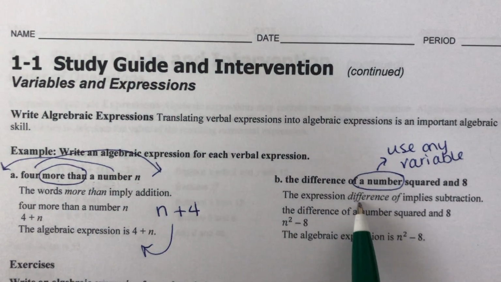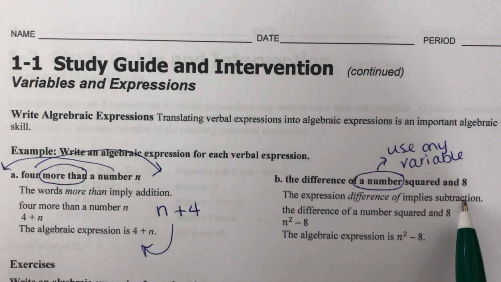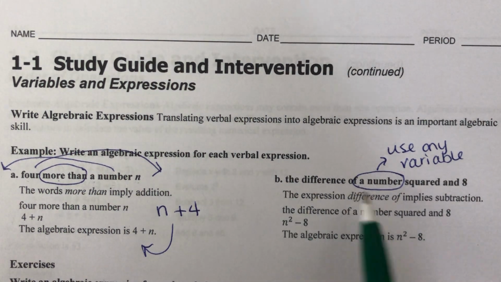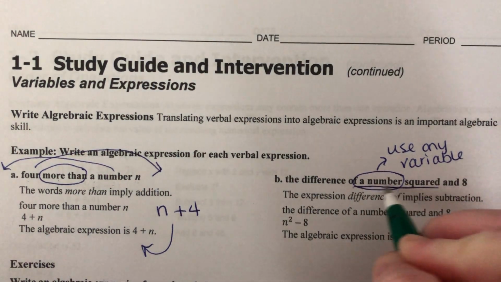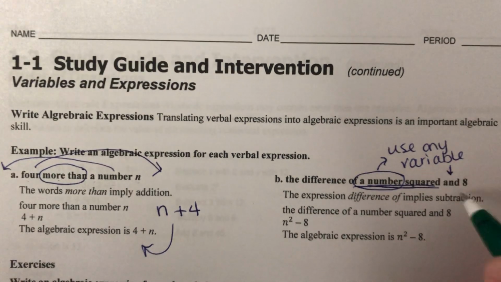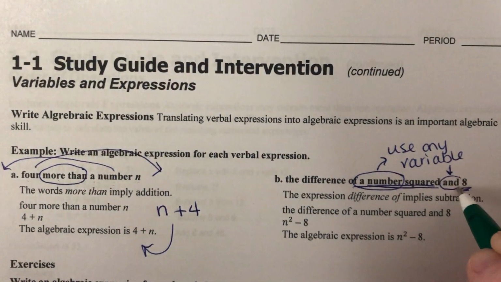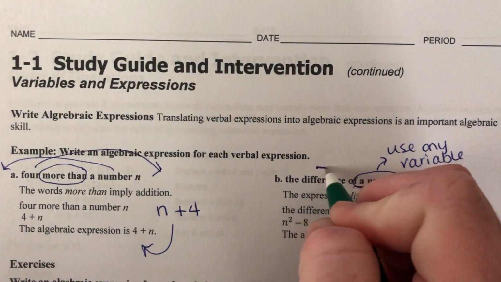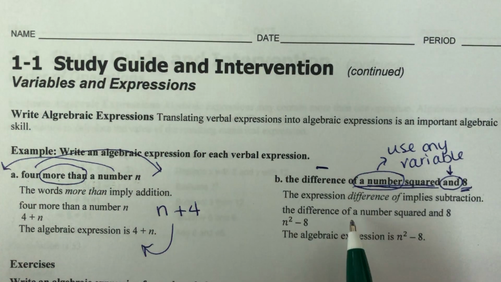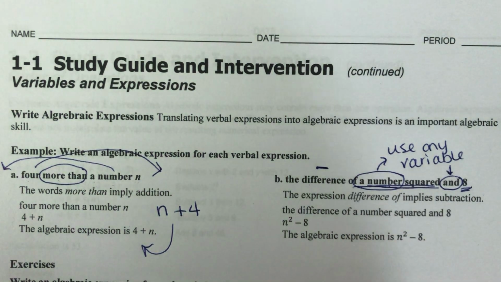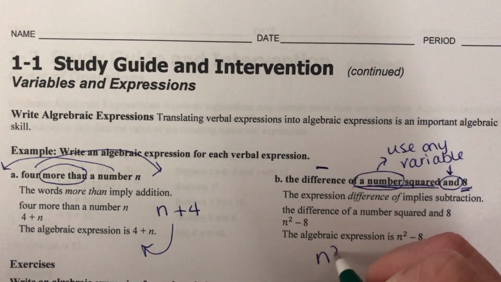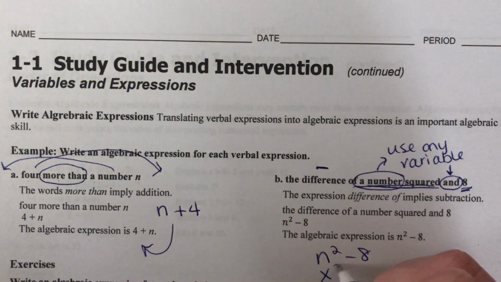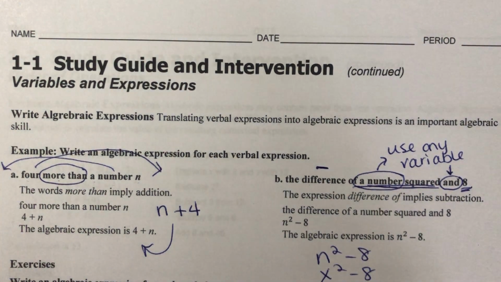So the expression difference implies subtraction. The difference of the first thing and the second thing. Whenever you see this "and," you have to go in that order, right? Something and something. And what are we doing? We're subtracting it. So the difference of a number squared and 8. They said n squared minus 8. You could have said x squared minus 8. That would be fine too.